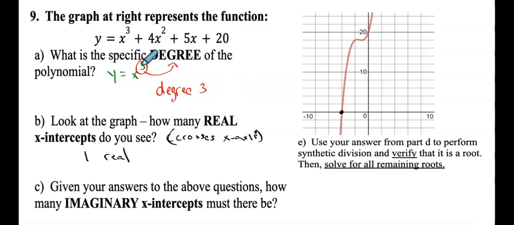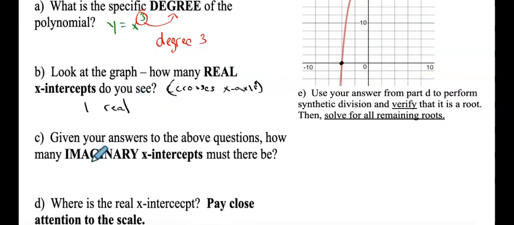There has to be 3 zeros because it's degree 3. And I can see it only crosses once. So the other 2 zeros must be imaginary. So there's going to be 2 imaginary. And 2 is fine, right? Any increments of 2 is okay for imaginary numbers. And 2 plus 1 gives me my 3 zeros here.